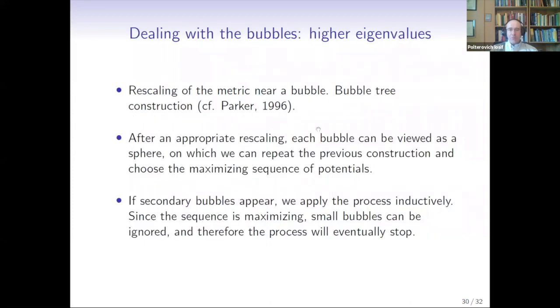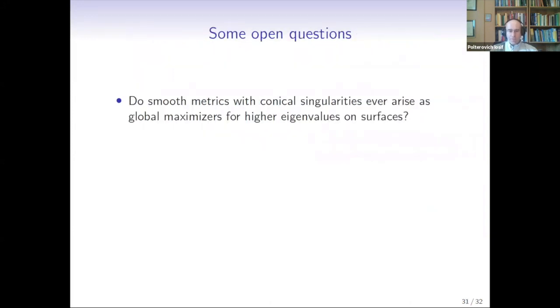Okay, so I'm almost done. Let me conclude with some open questions. So the first question is, in the examples that we've seen, for the sphere and for the projective plane, we did observe the bubbling phenomenon at its maximal capacity. So we had as many bubbles as we could possibly have. So do smooth metrics with conical singularities ever arise as global maximizers for high eigenvalues on surfaces? We don't know that. And actually, I don't know the answer to that question.